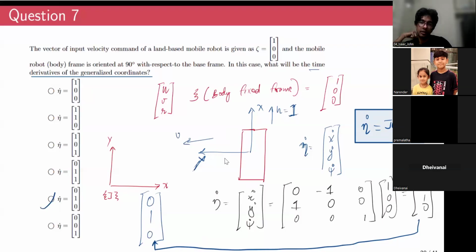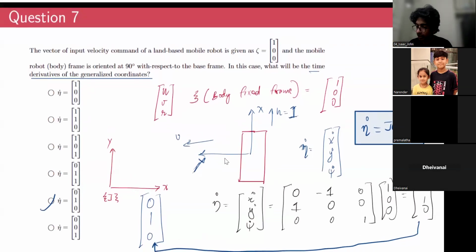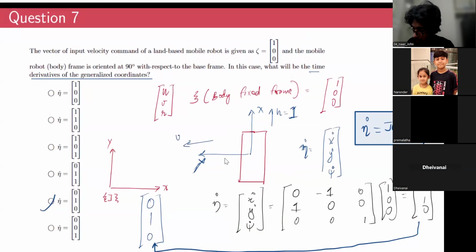Sir, can you give the formula once again for x dot, y dot, and psi dot? Yeah, it was this one, right? I'll write it down. Yeah, we have visited that in the previous slide.